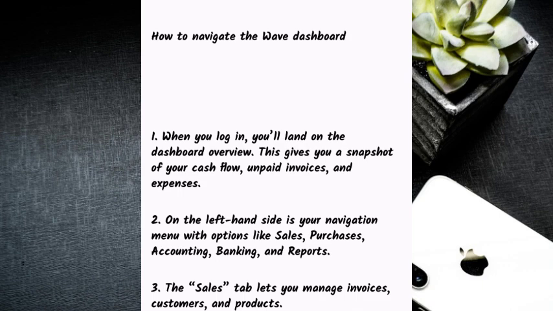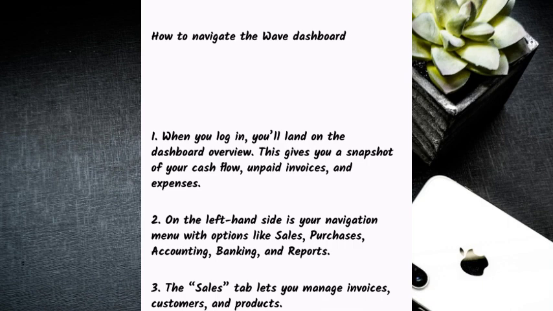in today's video we're going to talk about how to navigate the Wave dashboard. Now when you log in, you're going to land on the dashboard overview. This gives you a snapshot of your cash flow, your unpaid invoices, and your expenses. On the left hand side is your navigation menu, with options like sales, purchases, accounting, banking, and reports.